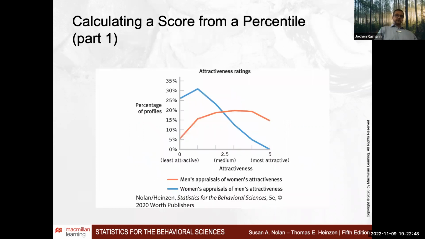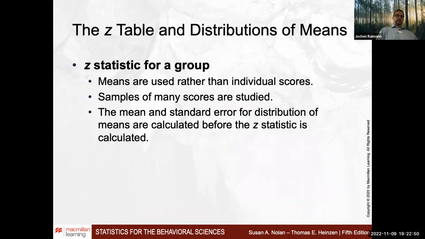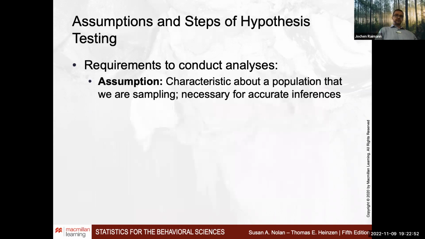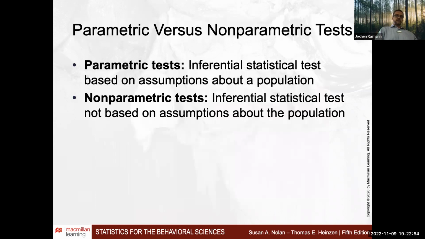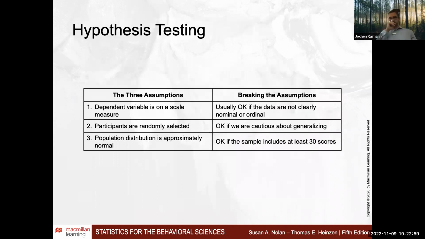Okay, then we have scores, statistics. Parametric tests, non-parametric tests. Know the assumptions for a parametric test, which is that the dependent variable is on a scale measure, participants are randomly selected, which is also an important one, and the population is approximately normal.